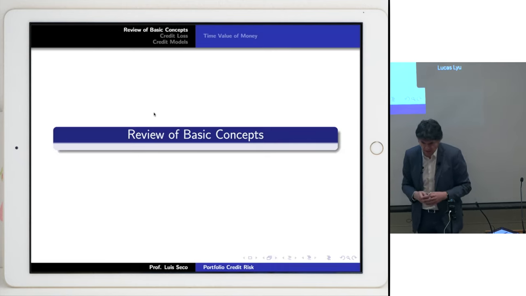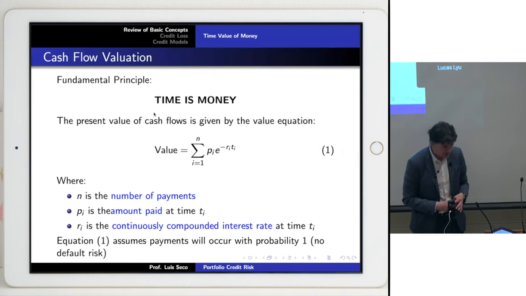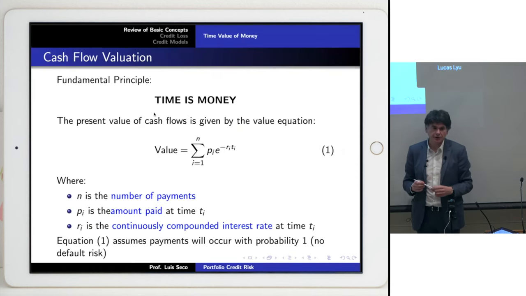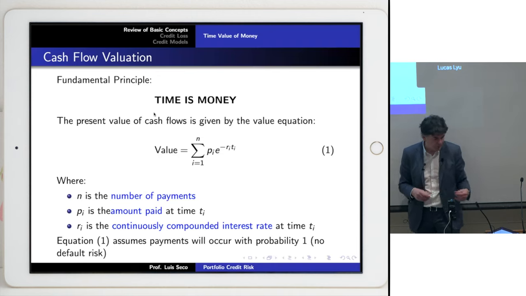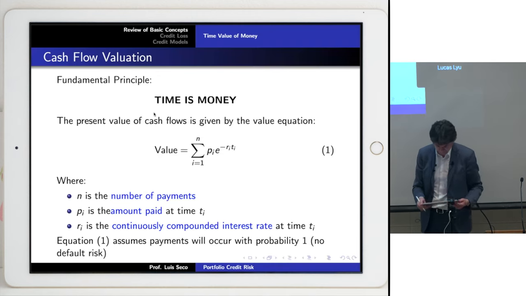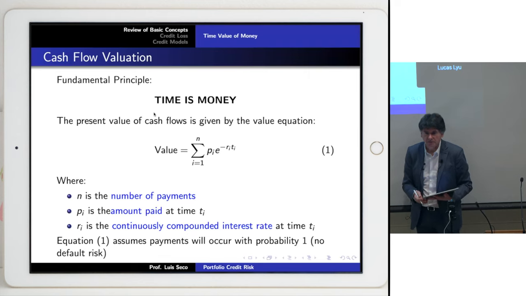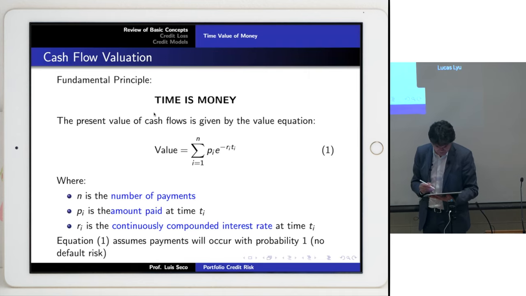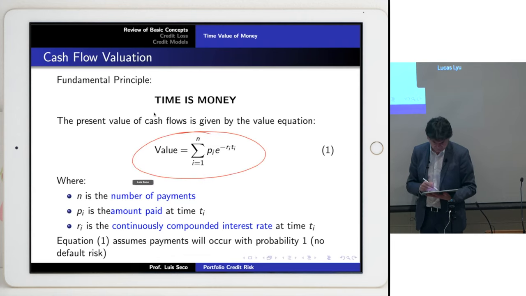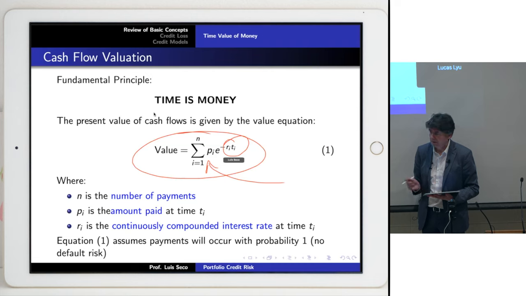Okay? All right. So, review of basic concepts. I'm going to start the same way I started when we introduced the bond, with a cash flow valuation formula. I remind you, we saw this formula months ago, right? This is how we value payments that will happen in the future. That's my yield curve, and that's the time at which the payment will happen. This is what you did in your assignment number one.